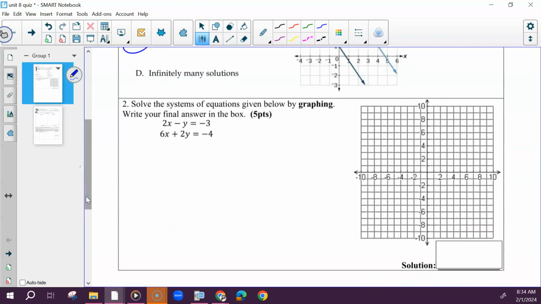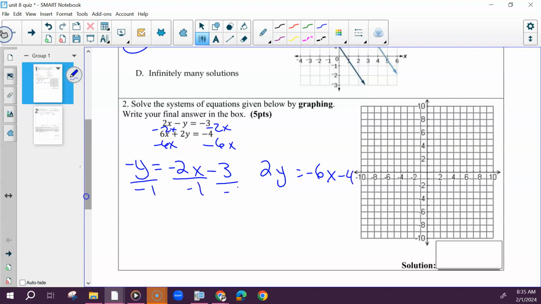For number 2, you have to solve both of these, put them back in slope-intercept form. So subtract 2x and 6x. You have negative y equals negative 2x minus 3, and 2y equals negative 6x minus 4. For this one, divide everything by negative 1. And this would become y equals 2x plus 3. The other one, divide everything by 2, so that this one would become y equals negative 3x minus 2.